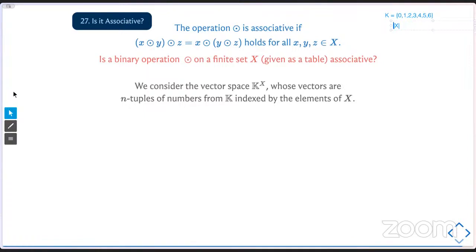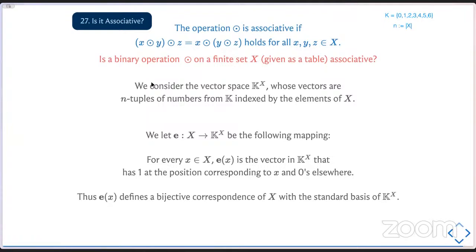So, and yes, size of X. And so yeah, X is n elements. And here is how we are going to try and adapt the circle operation to a binary operation on this vector space. So for that, first we are going to define some kind of a basis.